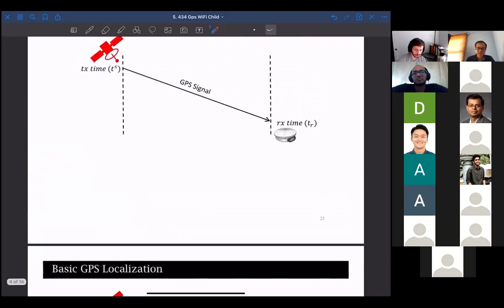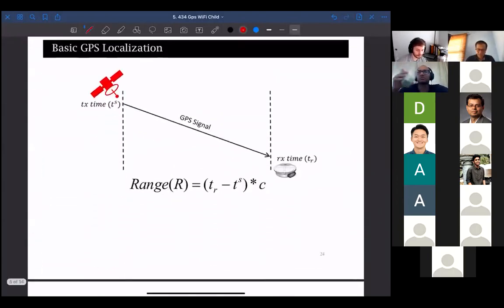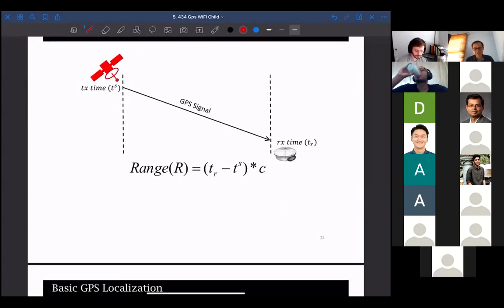So then what can I say about the distance? R1 equals what? From this TR and TS, what can we say? TR minus TS multiplied by the speed of light. This should give me the distance to the satellite. Very good. So let's do that. So range R is TR minus TS multiplied by the speed of light.